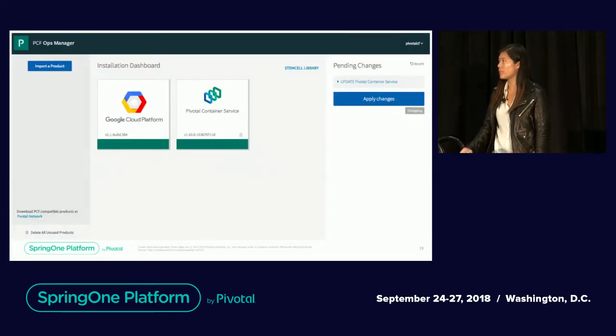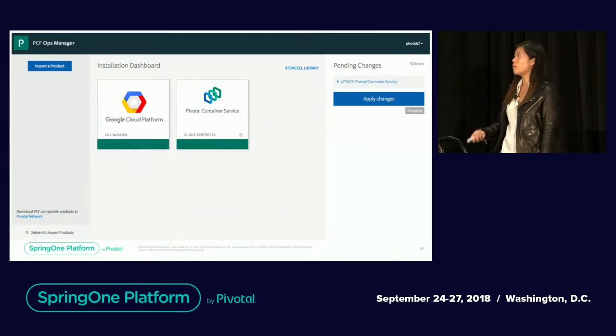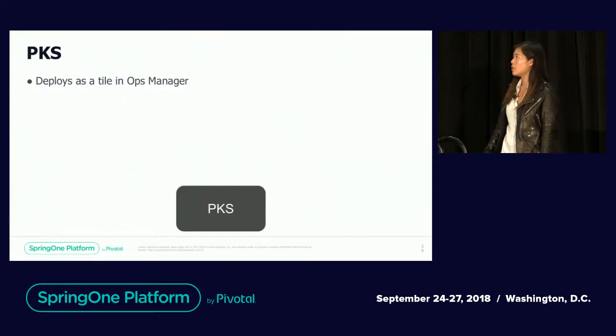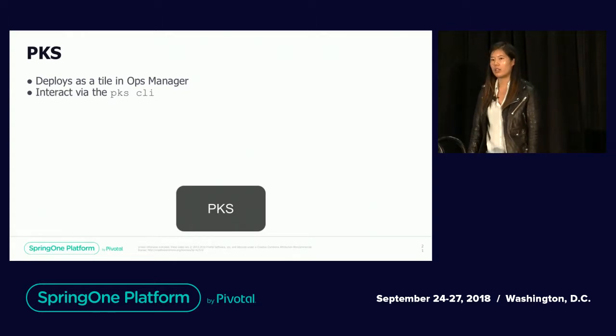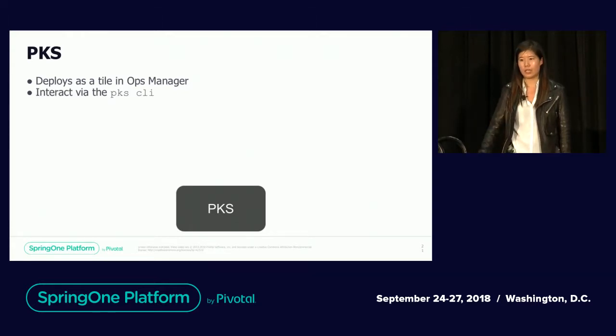So, as we said, PKS deploys as a tile in Ops Manager. So we see the basic setup, right? A screen many of you are probably familiar with, where we have, on GCP, your Pivotal Container Service as a tile. And once you deploy as a tile, we get your PKS up and running, right? And then from there, you can interact with this PKS via the PKS CLI.